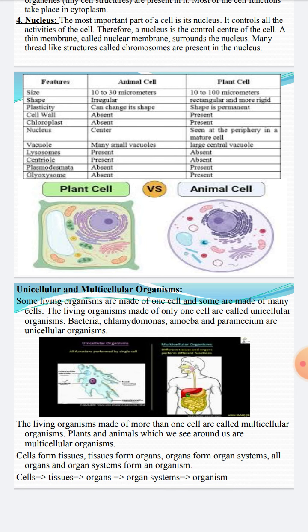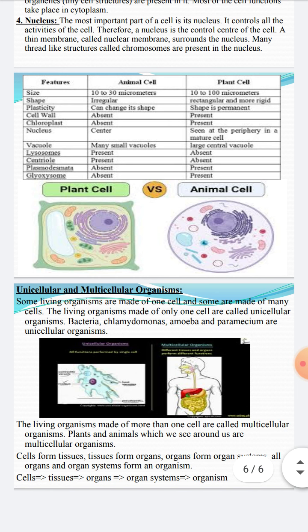A large vacuole is present in a plant cell, while in an animal cell there are many small vacuoles present. In a plant cell, chloroplast is present while it is absent in an animal cell. There are many centrioles present in an animal cell that are absent in a plant cell.